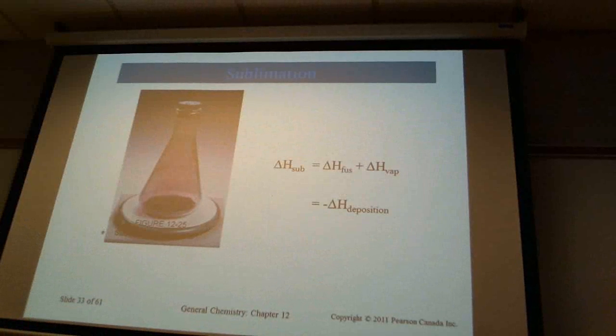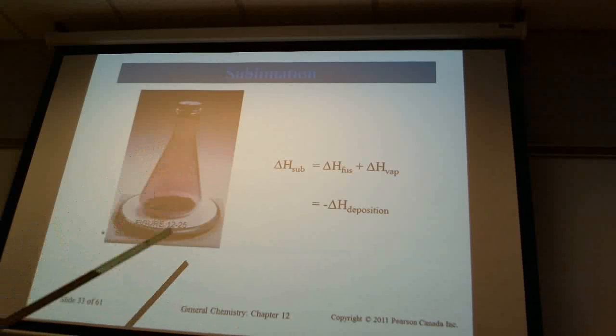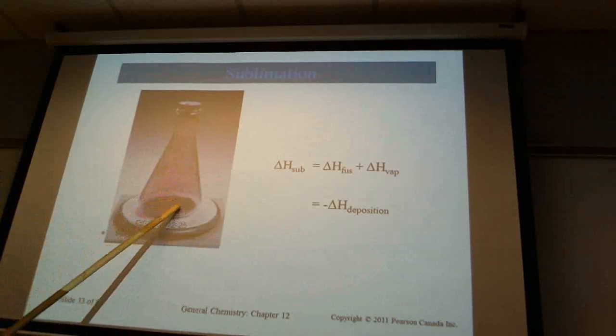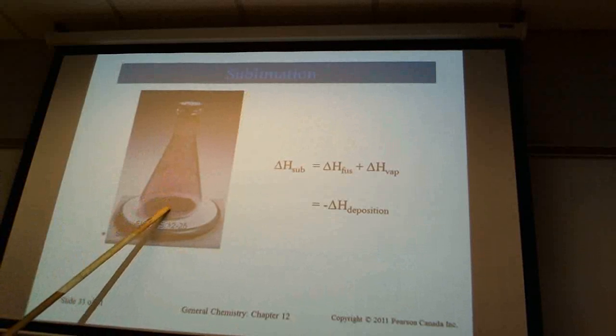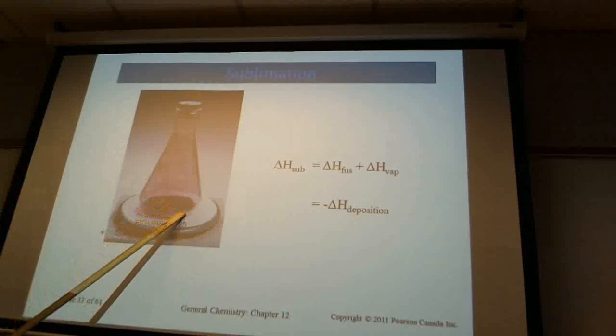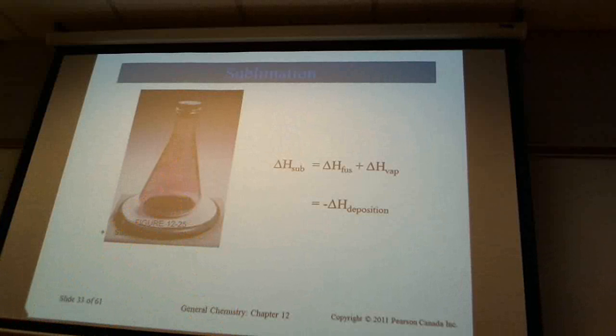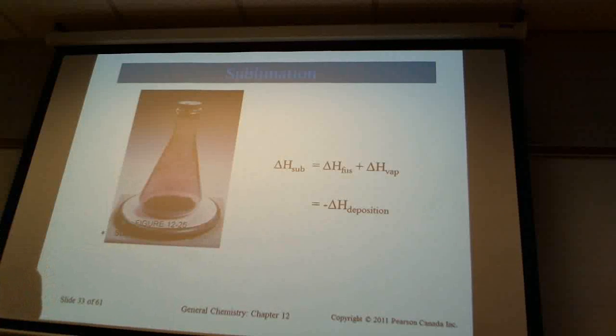Another process can occur, and that is you can skip the liquid phase altogether and go straight to the gaseous phase. That happens with iodine under normal conditions. Iodine doesn't melt, it just vaporizes or sublimes. CO2, dry ice, is another example. Does that melt under normal conditions? No. It just vaporizes.